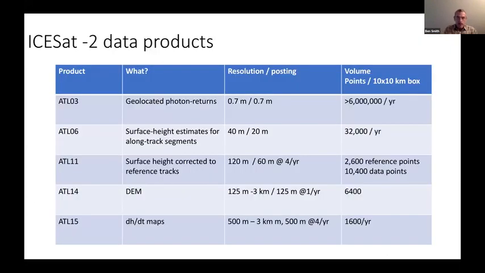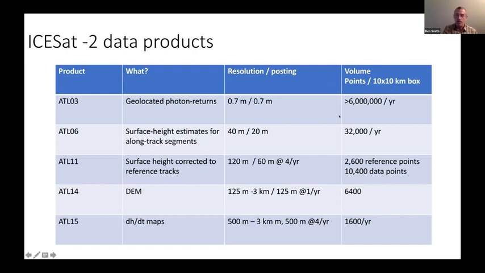So looking at the land ice data products, we're mostly going to be talking about ATL06, which is surface height estimates for 40 meter segments along track. We've adopted a fixed spacing, in contrast to the sea ice, which uses a variable along track spacing, just so that we can always return to the same point and make the same measurement if we want to.